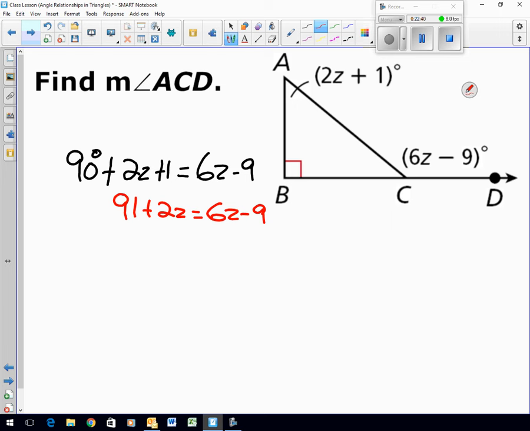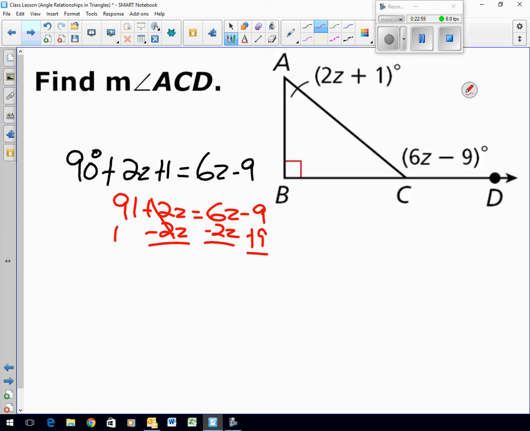Is 6z bigger than 2z? Thank you. Then I want to move things this way. And if I move my z's to the right, what do I move to the left?